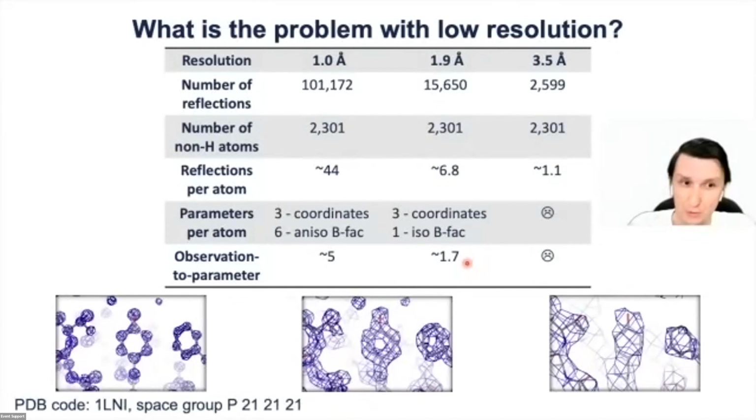Let's now get to really low resolution, like 3.5 angstrom. We will have only 2,600 reflections. This is really like 1 reflection per atom. And we need to refine 3 positional coordinates. Sounds like this is impossible at all. But there are a few tricks.